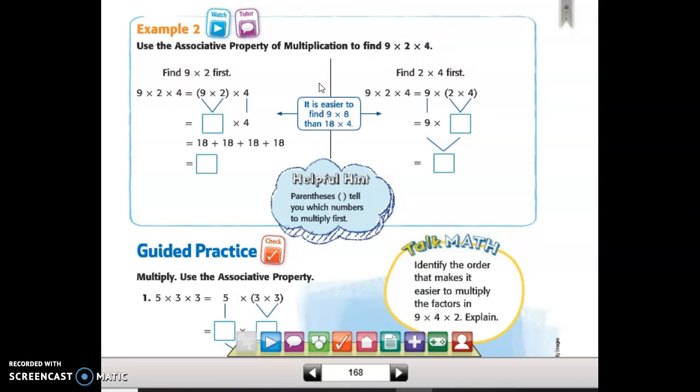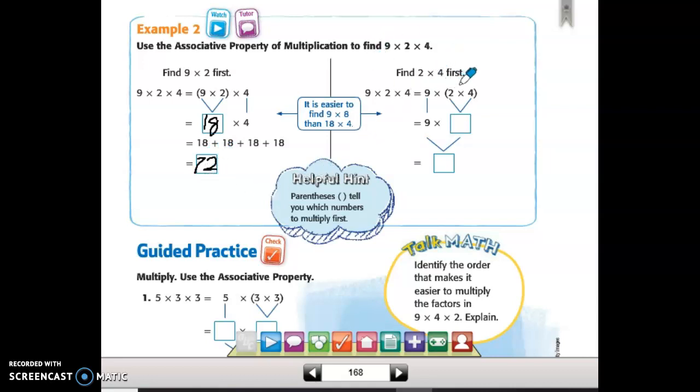So for the first problem, we're going to do 9 times 2 first. And 9 times 2 is 18. 18 times 4. They said you can do repeated addition. But your answer either way is going to be 72.